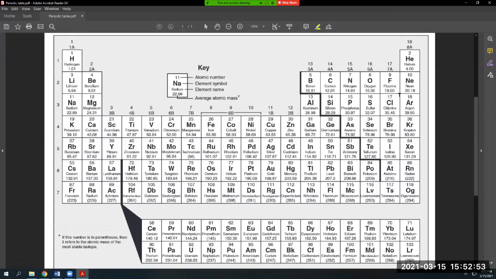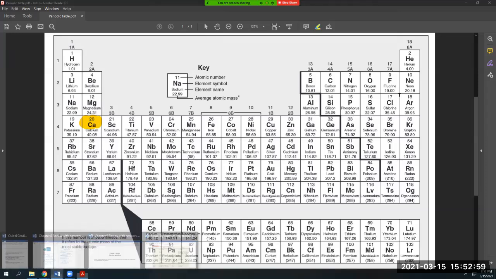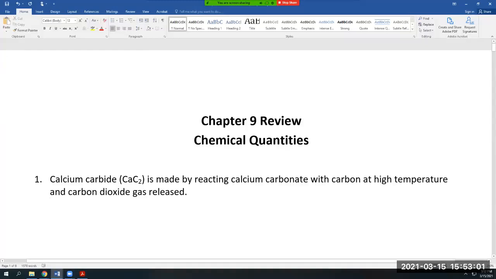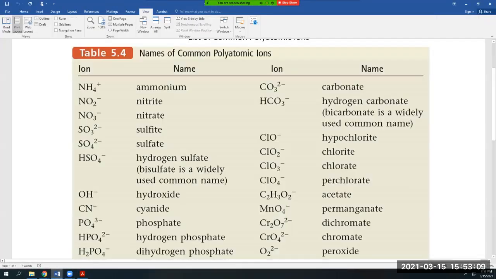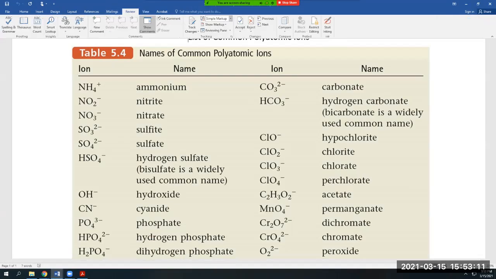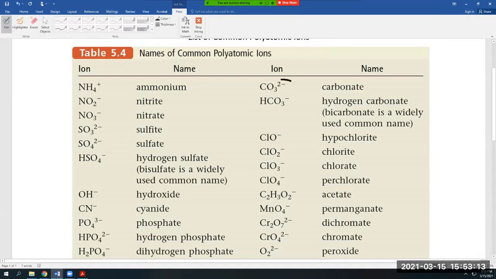And calcium is here, group 2A, so it's going to be a 2+ ion. So calcium is a 2+ ion. And then carbonate, the ending in -ate tells you it's a polyatomic ion. So if we look at our list of polyatomic ions, we can find the carbonate located here. It's CO3 2-.